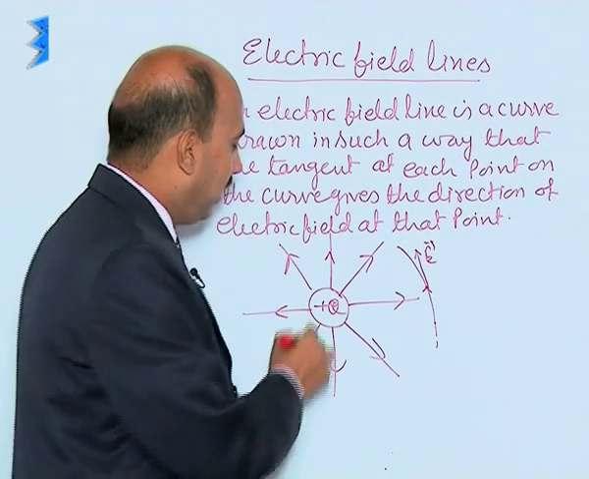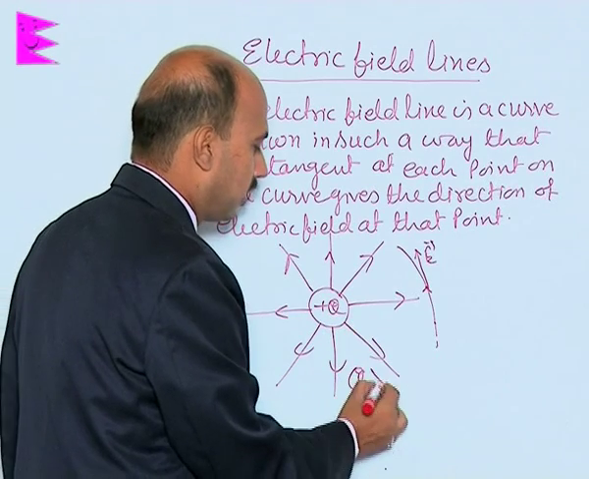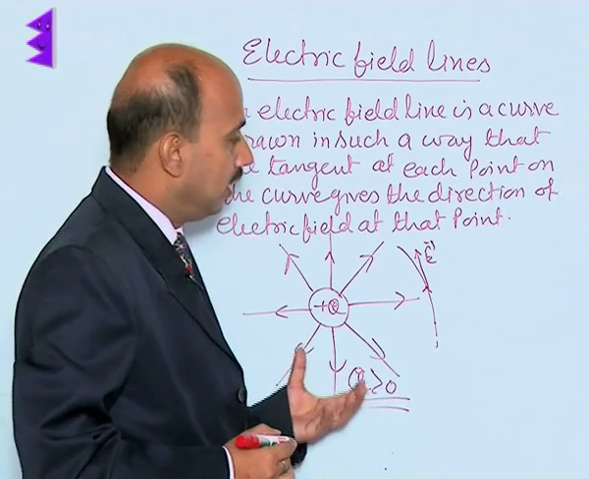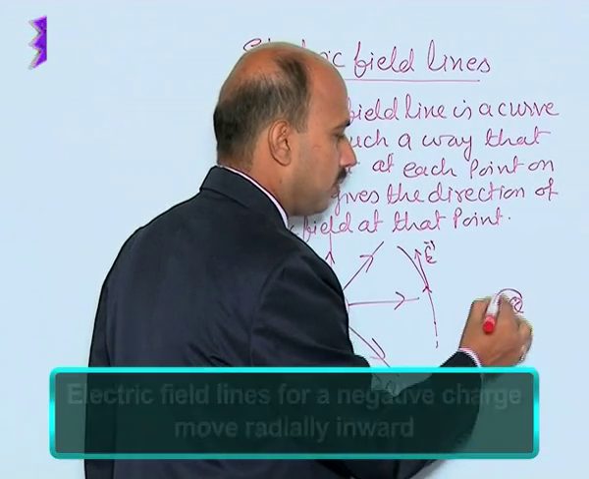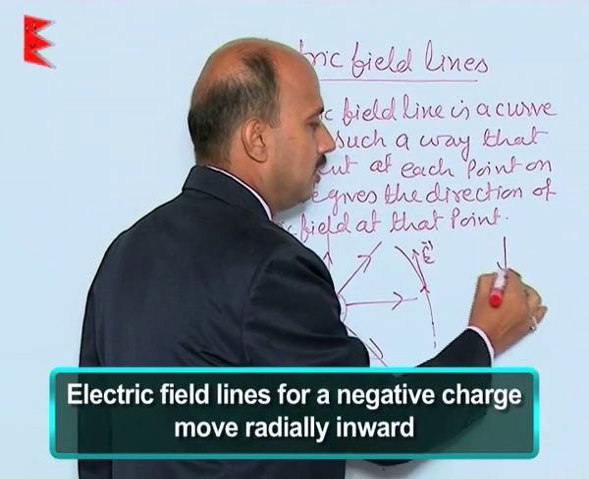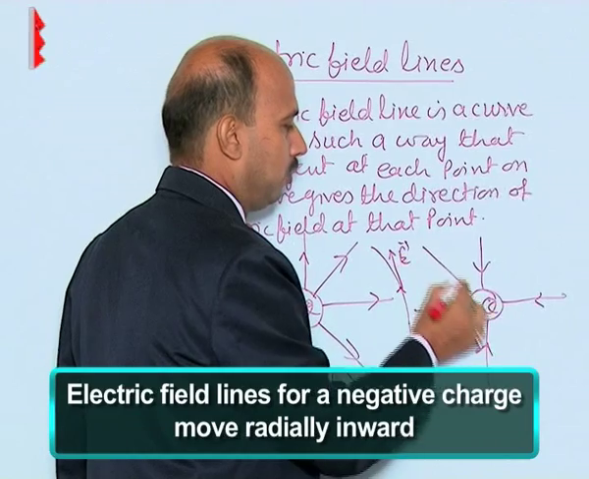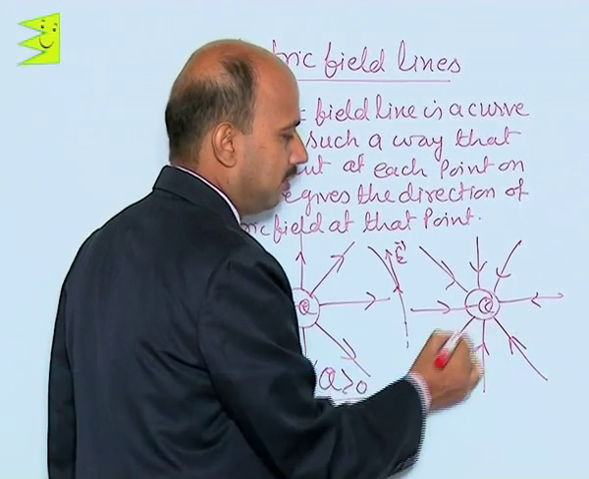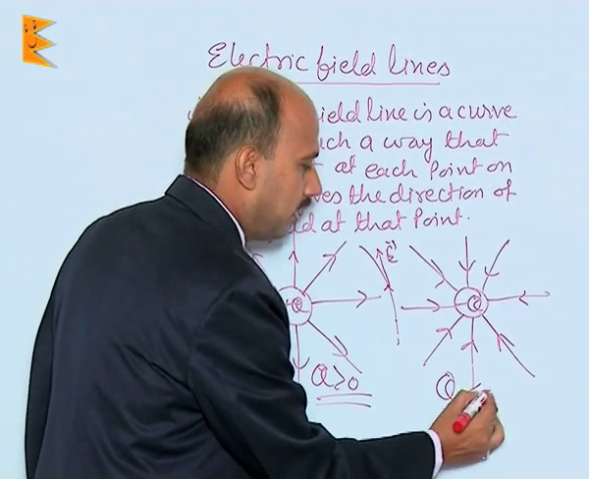So, the electric field lines for the positive charge are drawn here, where Q is greater than 0. Electric field lines are radially outward. If you take a negative charge like this, then the unit positive charge, if you place it in its electrostatic field, will move inward. So, we can draw electric field lines here radially inward. Here Q is less than 0.